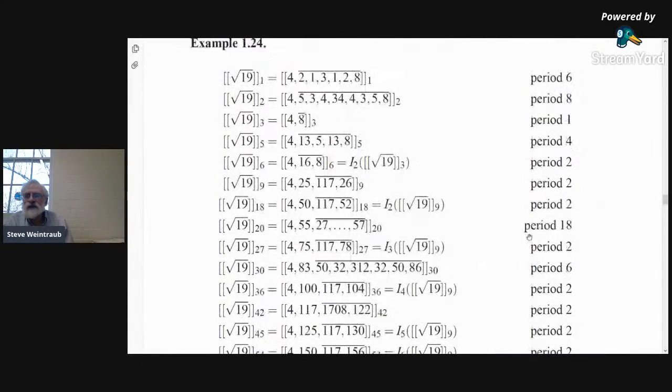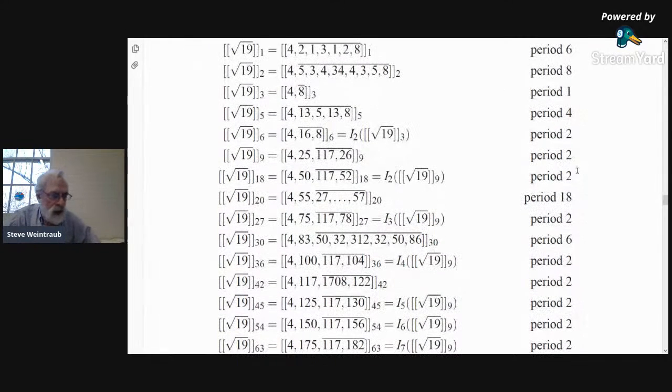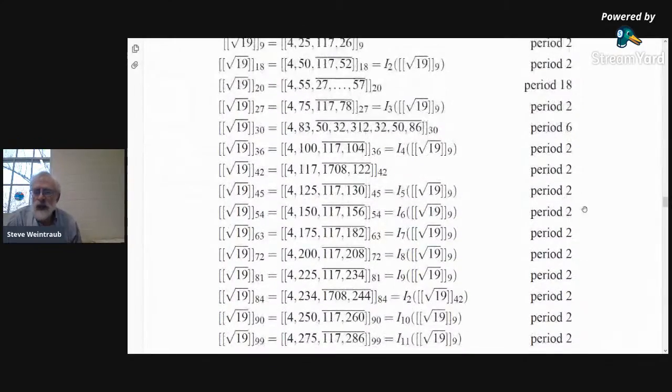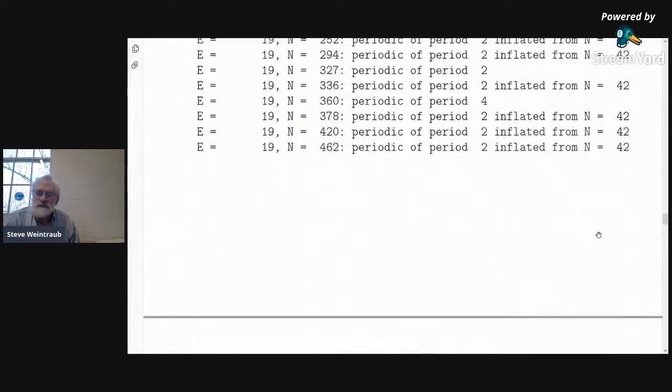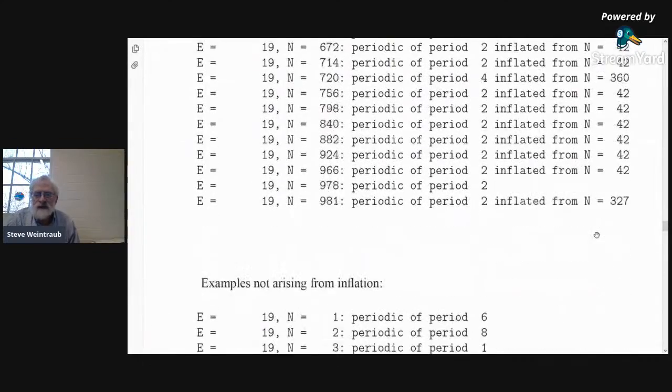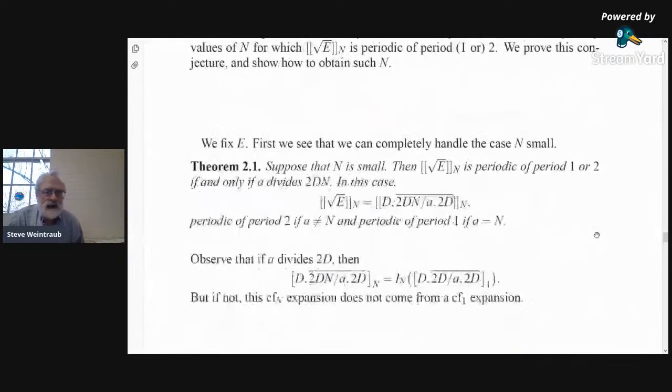Okay, so that was in fact the case here for square root of 19. 2d is 8, d is 4. 3 doesn't divide 8, so we do get this to be periodic at period 1. It's something new, not coming from the CF1 expansion. What happens when n is small? It's nice to have the answer, but that's not going to produce for us infinitely many values of n. So let's go to n large, and here's the next lemma that we have.